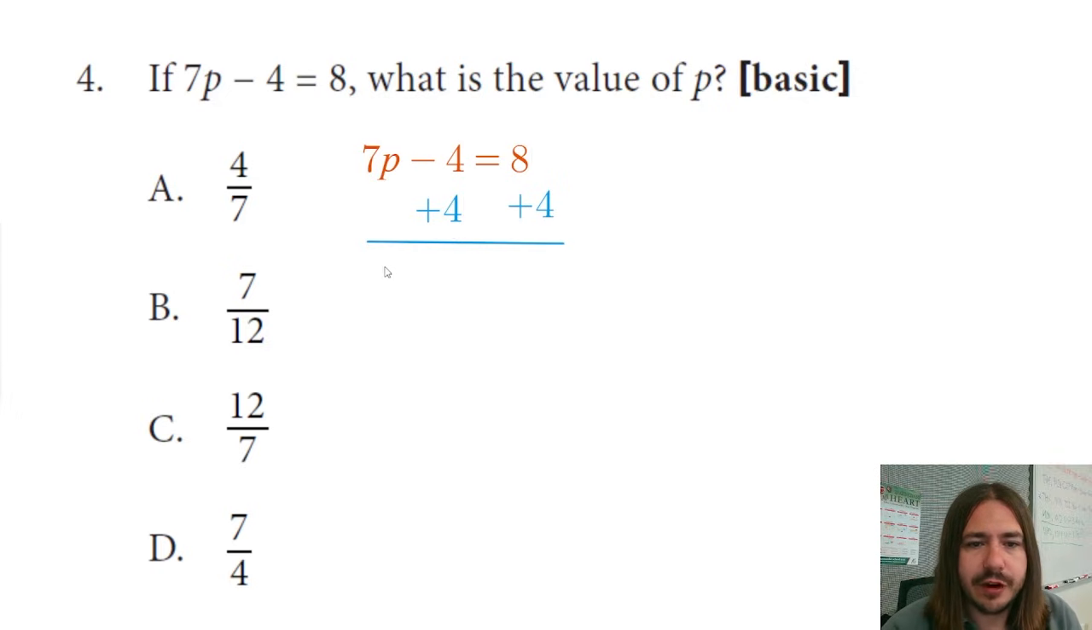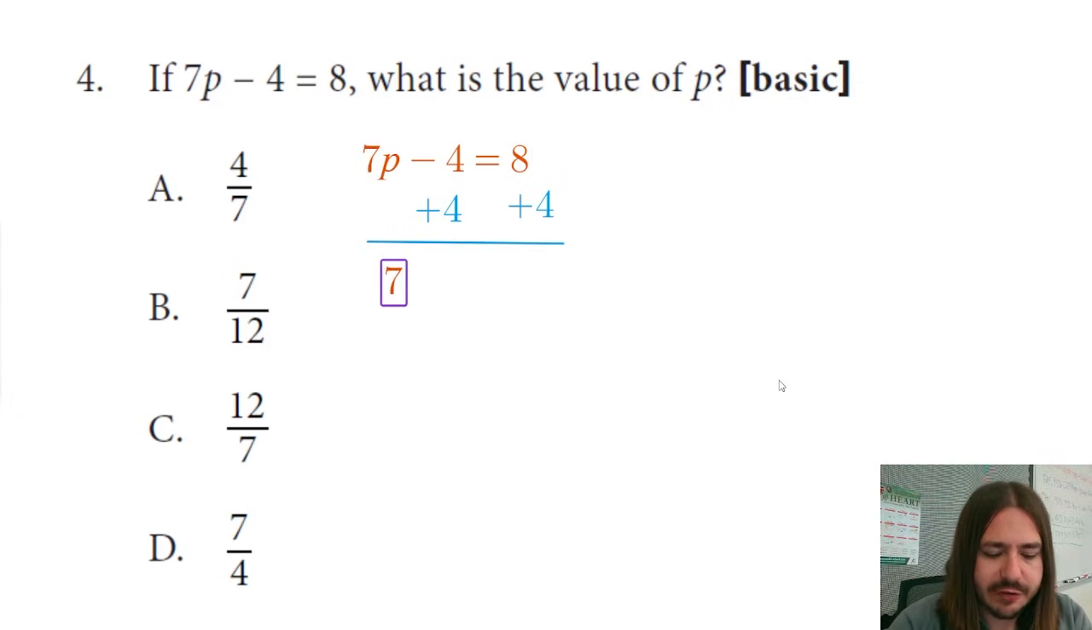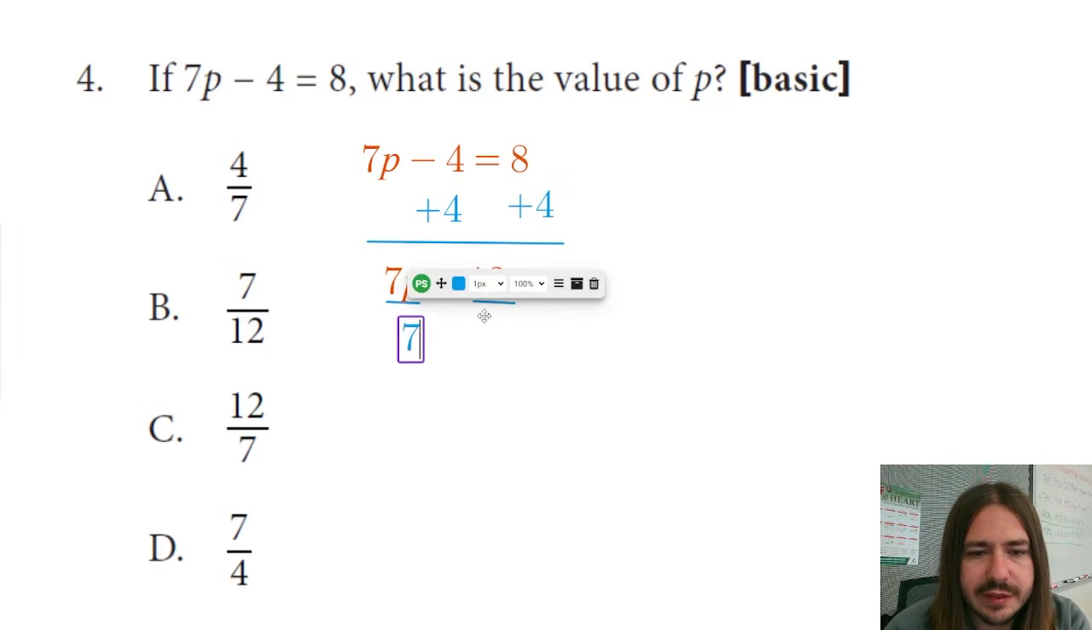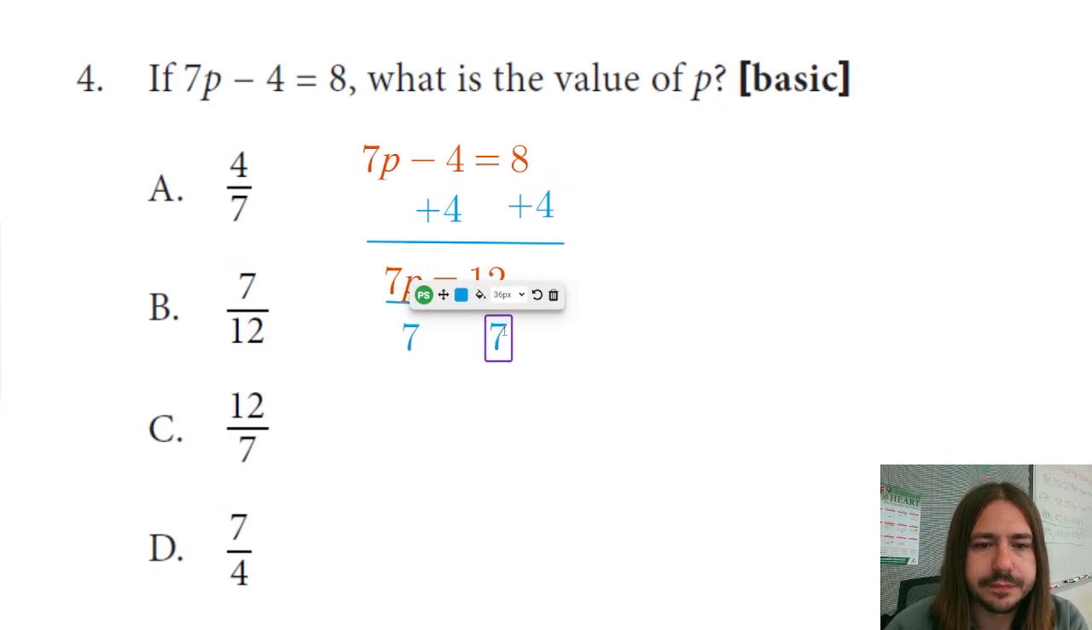Okay, so after I add 4 to both sides, it's going to give me 7 times p equals 12. Is that right? Yeah, 8 plus 4 is 12, good. And then we have 7 times p. So the way that we're going to get rid of that 7 is we want to do the opposite operation. If this is 7 times p, we want to divide both sides by 7 to get rid of that 7 on the left-hand side.